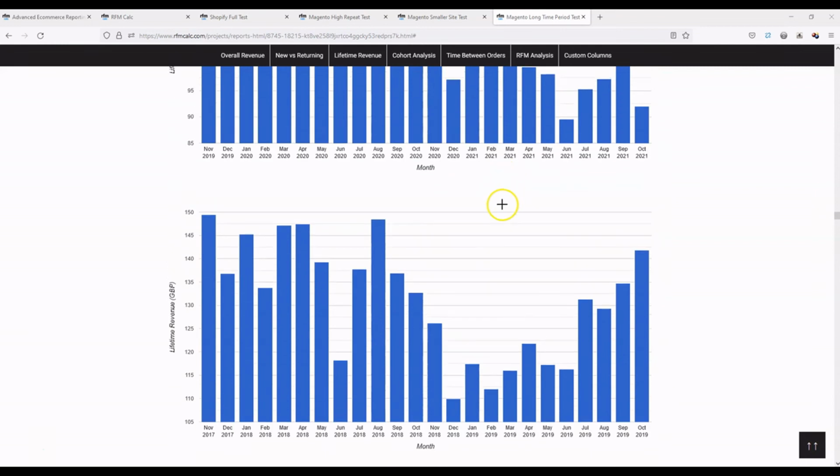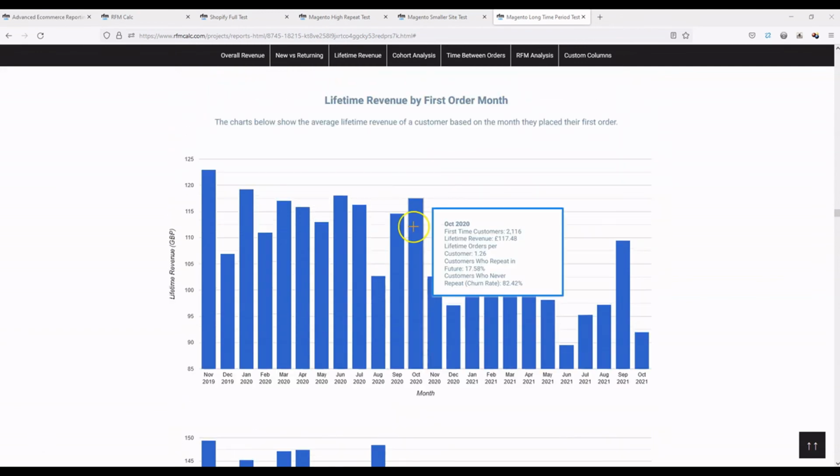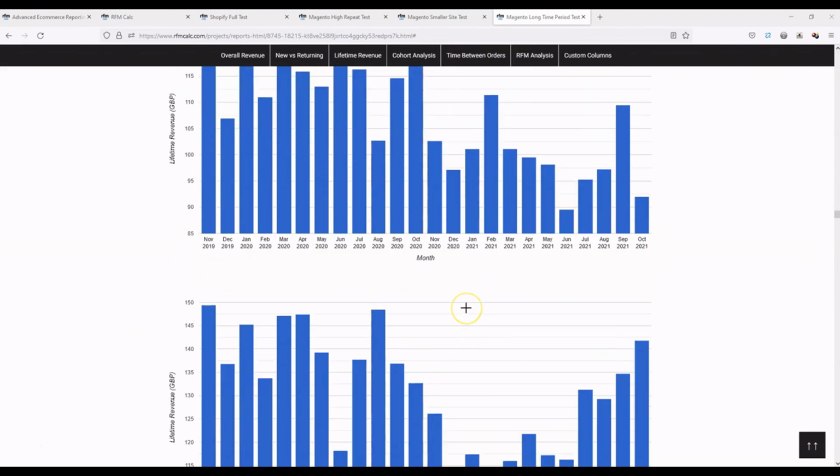So this is actually requested by people. We did have this because we had a bit of feedback and we worked with a few people when we put the service together. But this was a common request, and it's actually really interesting to be able to look on a month-by-month basis at what the lifetime revenue is for a particular first order month.